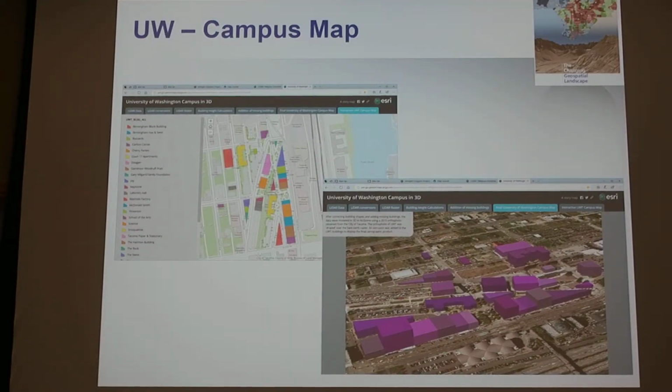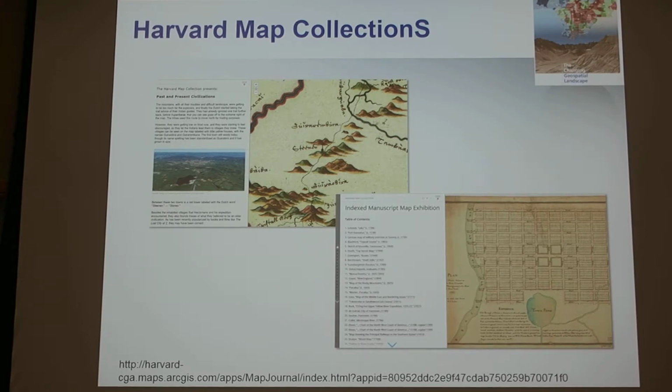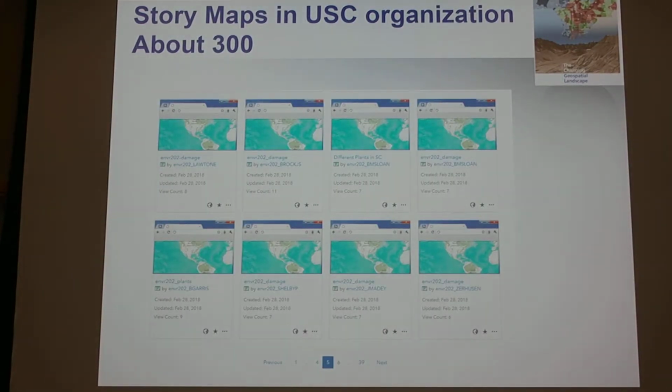University of Washington has its campus map. Harvard has its map collections out there. Here we have a number of people. We have about 300 story maps in our organization. Right, Kevin? Yeah. These are right from our website.